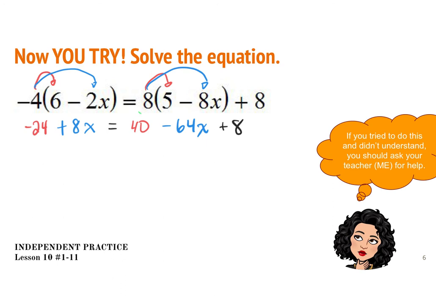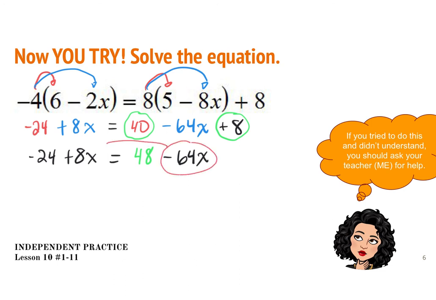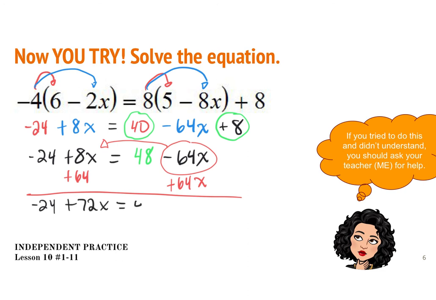Then we want to combine like terms. 40 is just a number, and 8 is just a number, so 40 plus 8 is 48. Everything else stays the same. Then we want to get variables on one side. So I'm personally going to choose to move the 64 to the left by doing opposite. So plus 64x. So negative 24 stays the same. 64 plus 8 is 72. Keep the x. 48 stays.